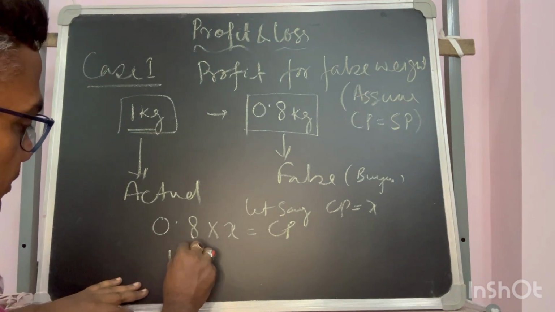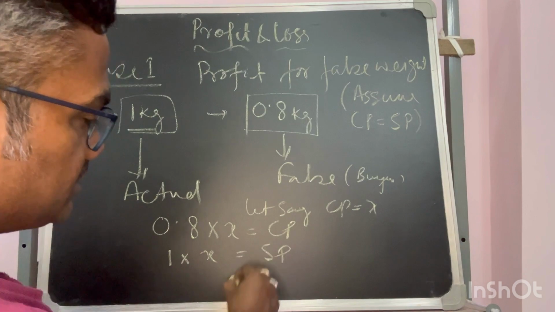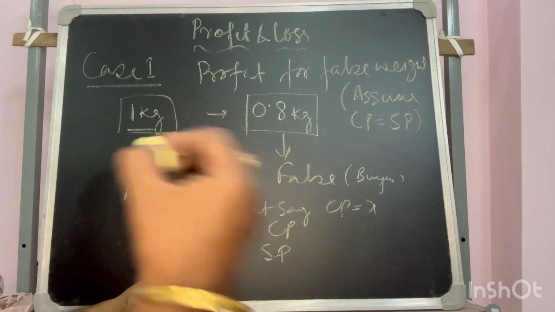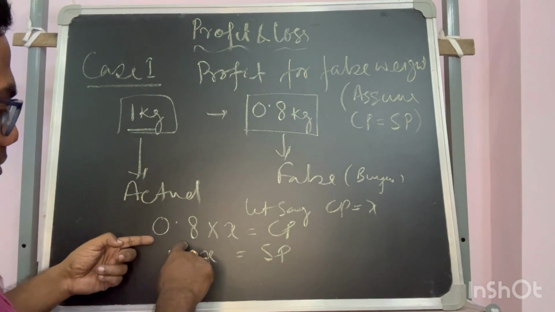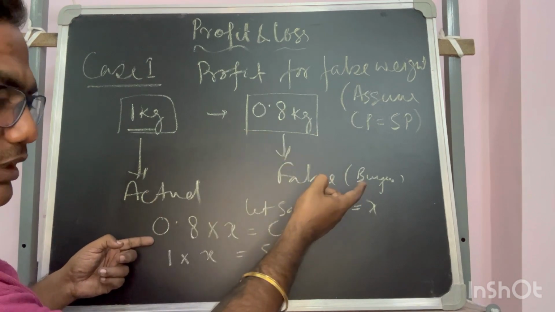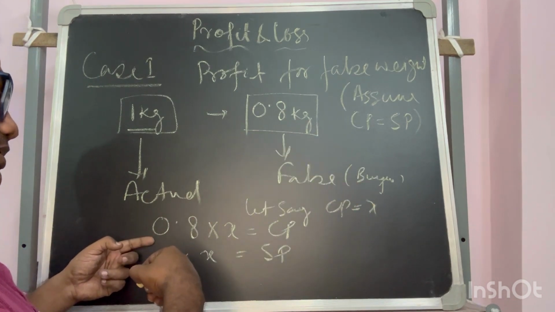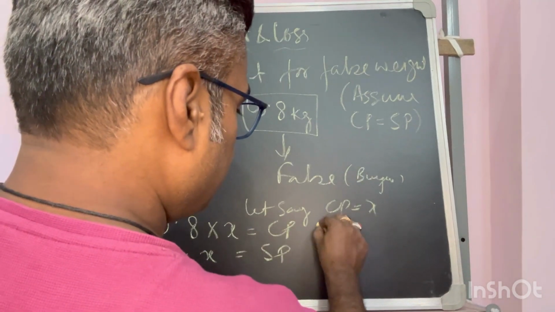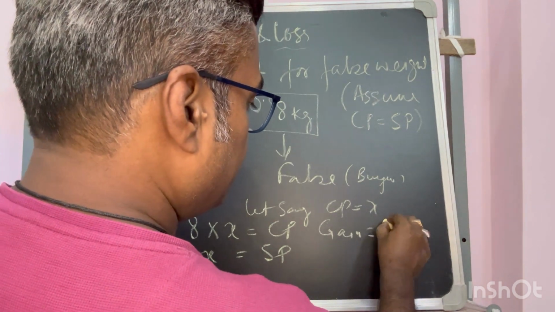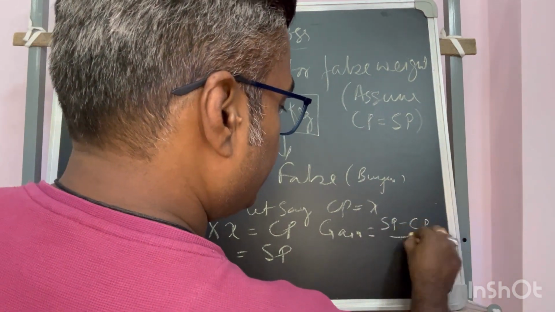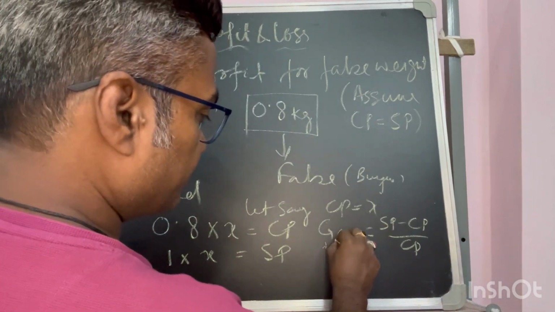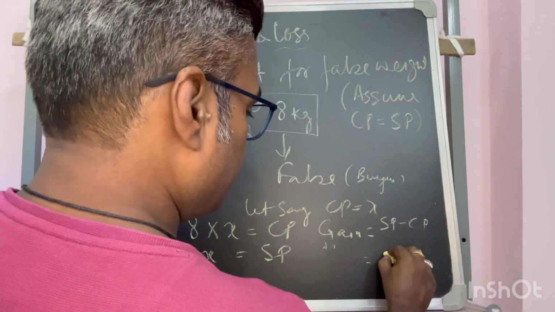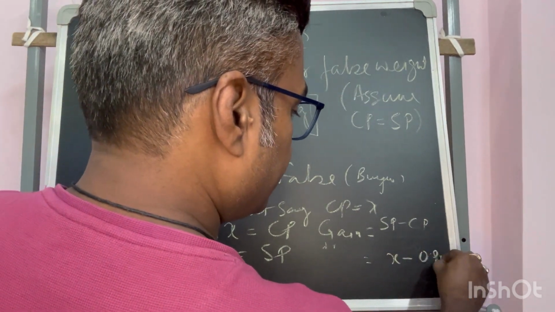So 1 kg is costing X, so this is the selling price for him. He is showing it as 1 kg, so he will get the money for 1 kg. This is the selling price, but actually he is giving 0.8 kg. So the cost incurred by the seller is 0.8 into X. So what would be the gain? Gain is SP minus CP, if I am taking the fraction. Otherwise you just calculate it first. SP minus CP, that means X minus 0.8X.